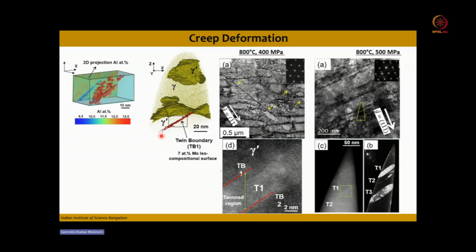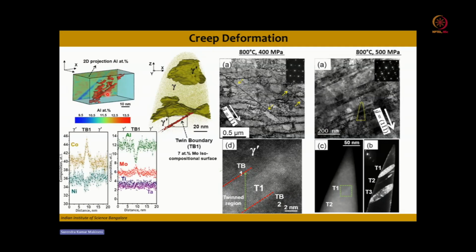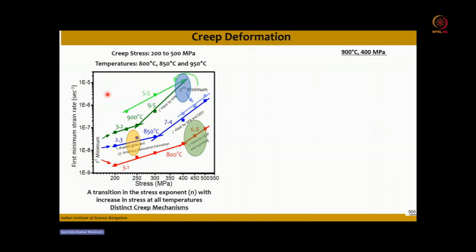If you take the composition profile and the two-dimensional projection, you can see there is an aluminum depletion while the moly is enriched at the twin boundary plane. So remember, when the dislocations are not able to shear, the moly is enriched, pinned at the gamma gamma prime interface at the dislocation. Once the stress levels increase, the dislocation shears, and you can see that the moly is also segregated along the twinning plane.